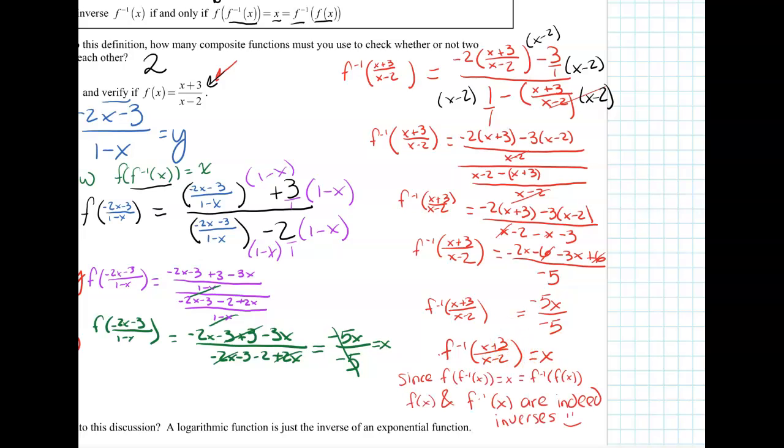So in the end, you'd end up saying some short sentence like, since f of f inverse is equal to x, which is equal to the f inverse of f of x, f and f inverse of x are indeed inverses. Yay! We didn't do all that work for nothing.